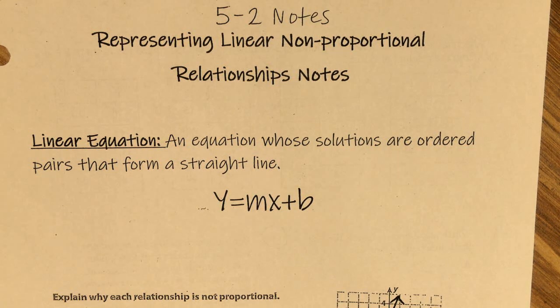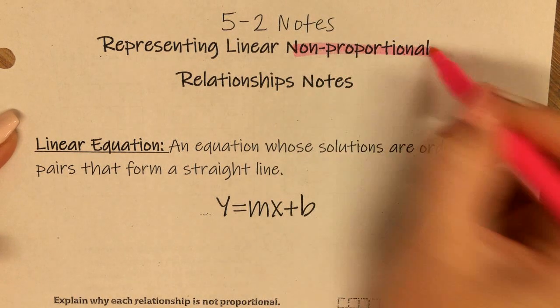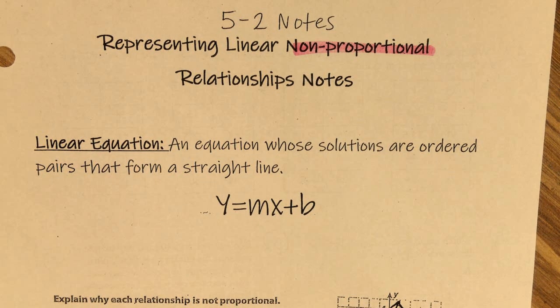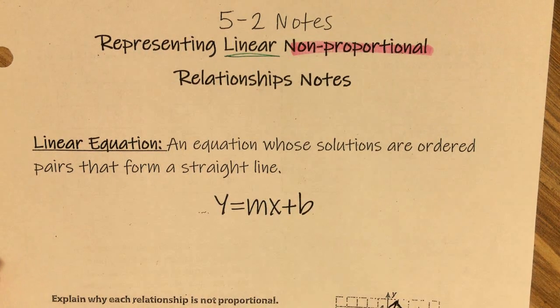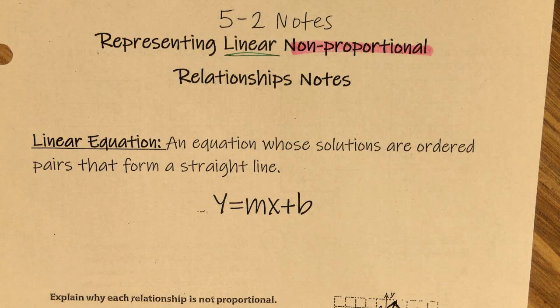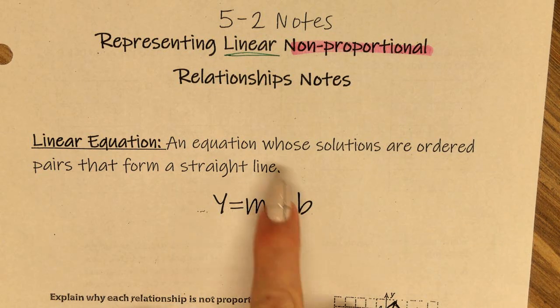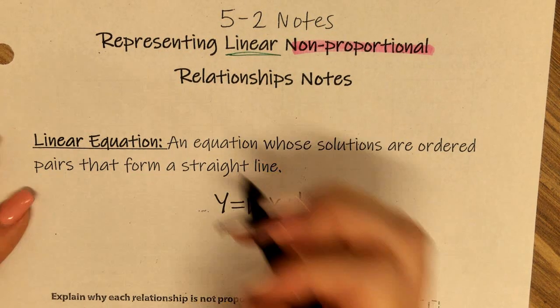Yesterday we went over proportional relationships, and today we're going to go over what? Non-proportional. So everything that you learned yesterday, today is basically the opposite. The biggest thing you need to know is we're still talking about linear stuff. What does linear mean? A straight line. So we're still looking at straight lines when they're graphed, but today they're not going to pass through what? The zero. Very good.